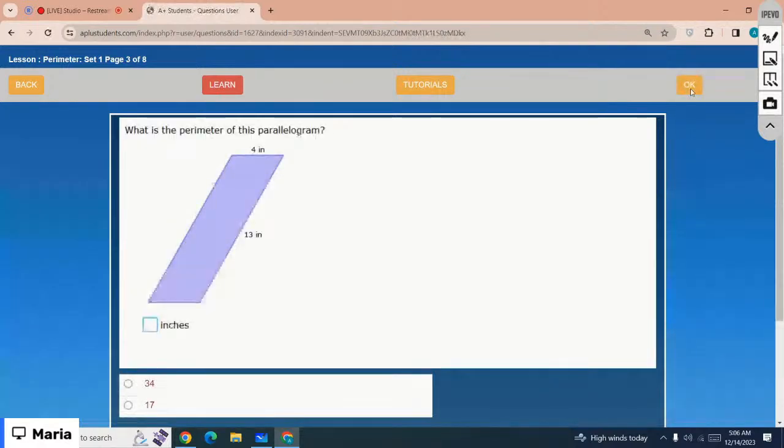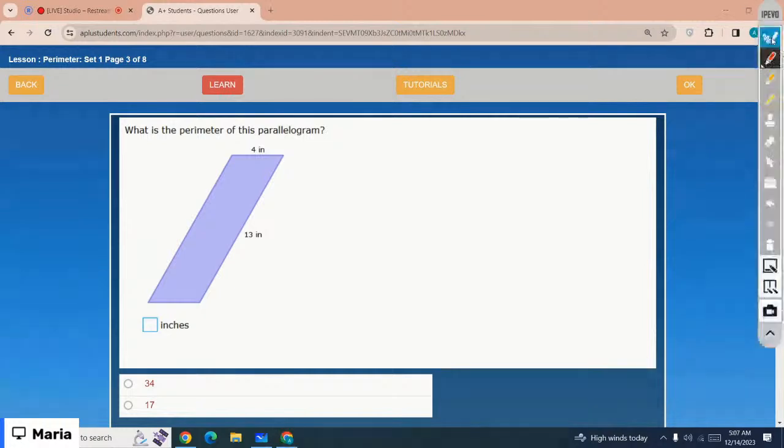Okay, what is the perimeter of the parallelogram? A parallelogram has opposite sides equal in measure. So this is 13 inches, this is also 13 inches, this is 4 inches and this is 4 inches, right? So for the perimeter you need to add them all, 4 plus 4 plus 13 plus 13, right? 13 plus 13 is 26, 26 plus 4 is 30 and 4 more is 34. So the perimeter of the given shape is 34 inches. And the correct option is 34.